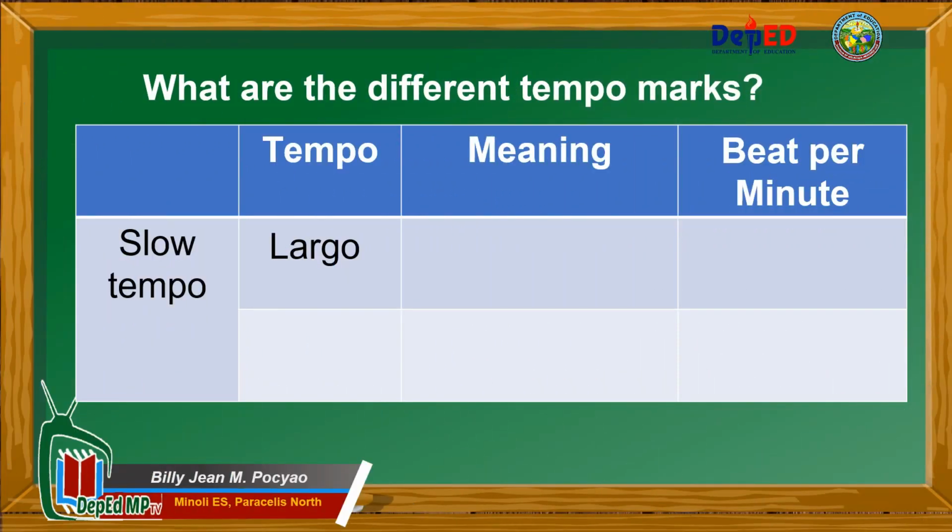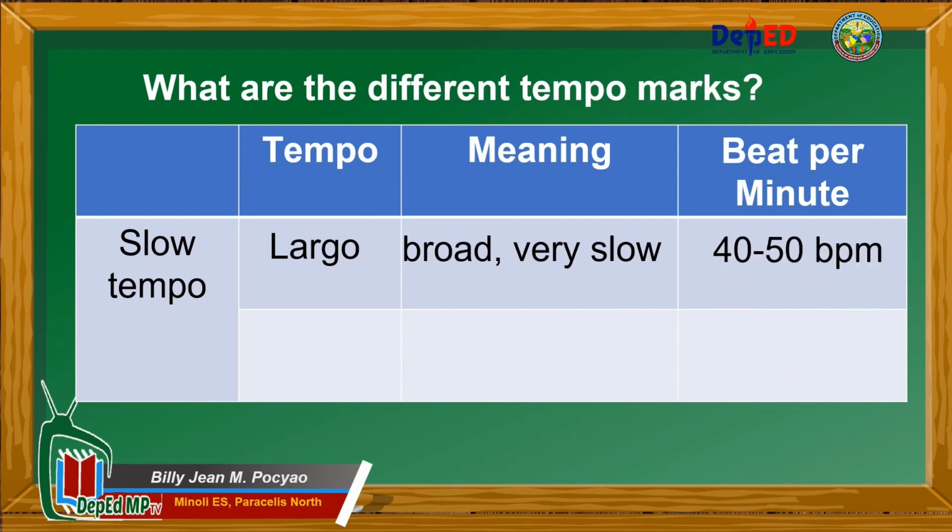Let's study the different tempo marks. Under slow tempo, we have here largo. Largo is the next bump up the speedometer with a pace of 40 to 50 beats per minute, which means broad or very slow. At around the same tempo, we have also here lento, which falls between 40 to 60 beats per minute.